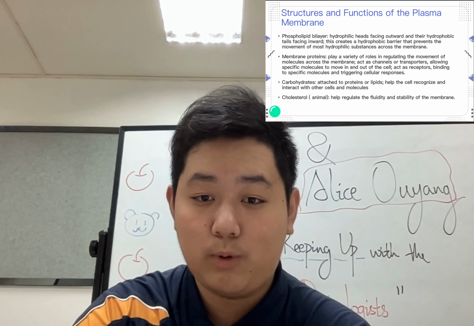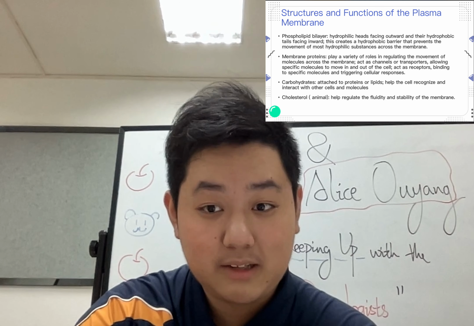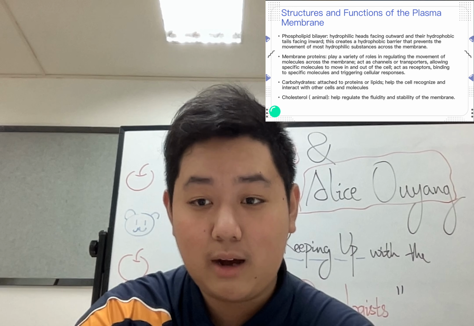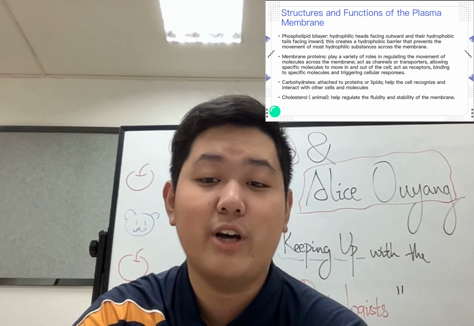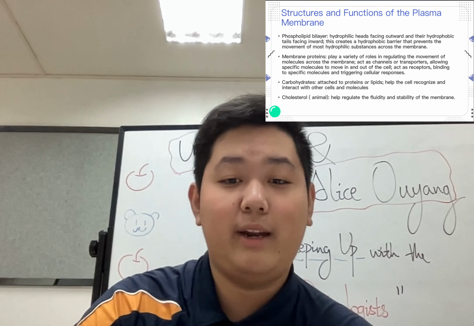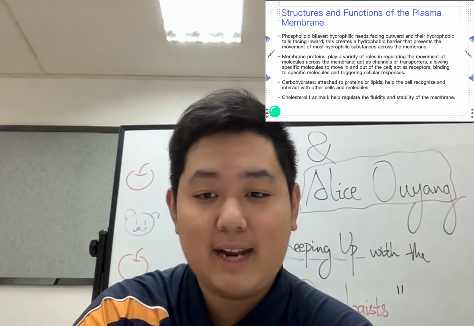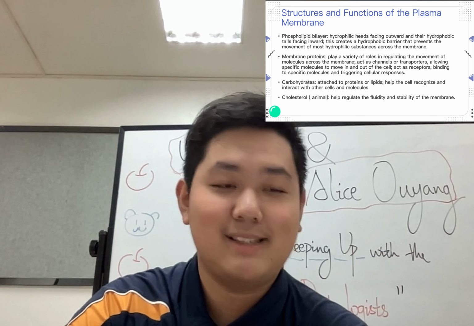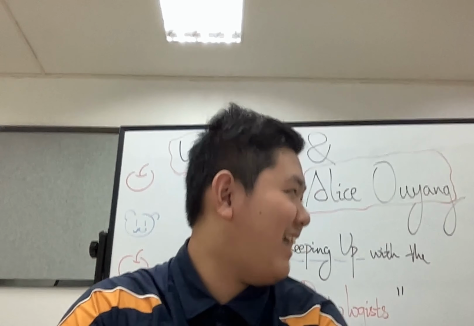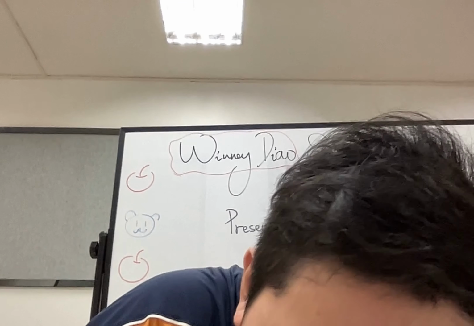And then the last one you should know is the cholesterol. So in animal cells, the plasma membrane also contains cholesterol molecules, which help regulate the fluidity and stability of the membrane. And remember, cholesterol only exists in animal cells' plasma membranes. And that's all about the plasma membrane.